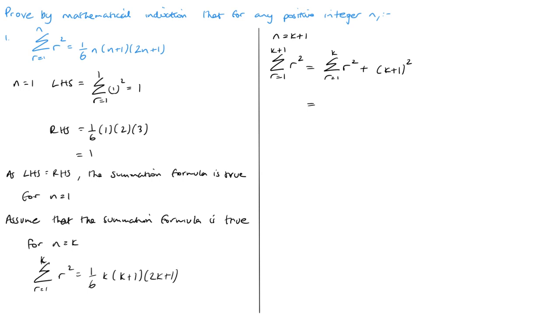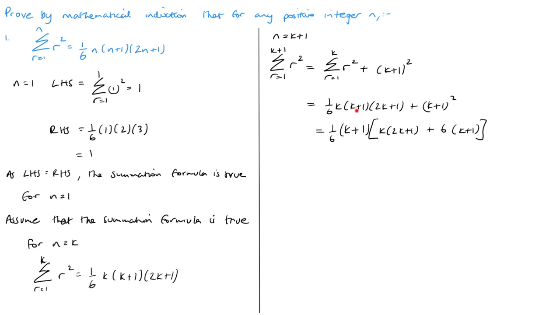My apologies, missing that bit out, because that's what I need to substitute in up here. So 1/6 k plus 1, 2k plus 1 plus k plus 1 squared. Now k plus 1 appears in both of these, so let's take that out, and we're going to take the 6th out. Okay, so in here, in the first bit now, is going to be a k, 2k plus 1, plus 6 times k plus 1.